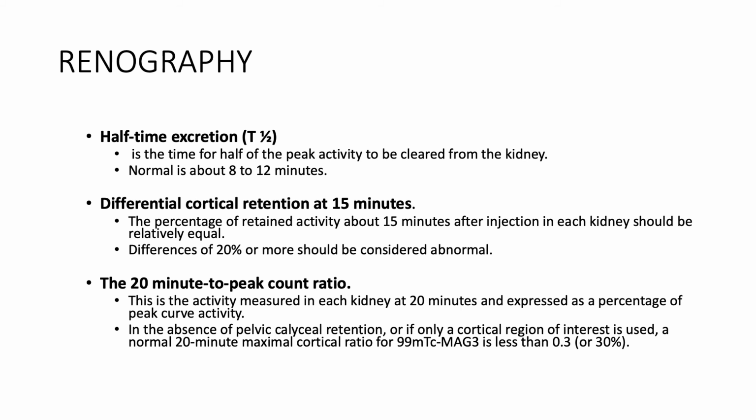Differential cortical retention at 15 minutes. The percentage of retained activity about 15 minutes after injection in each kidney should be relatively equal. Differences of 20% or more should be considered abnormal. Lastly, the 20-minute to peak count ratio. This is the activity measured in each kidney at 20 minutes and expressed as a percentage of peak curve activity. In the absence of pelvic calyceal retention, or if only a cortical region of interest is used, a normal 20-minute maximal cortical ratio for MAG3 is less than 0.3.